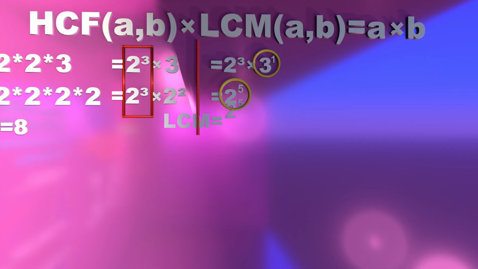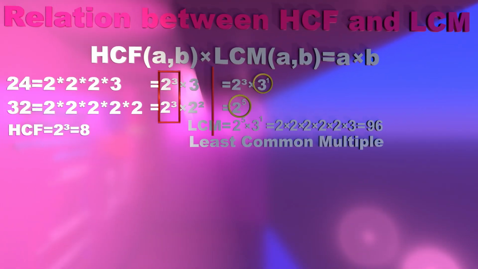So we will take it and multiply it by 2 to the power 5. Now we have 2 to the power 5, means 2 is multiplied 5 times and 3 is multiplied 1 time. Their product will be 96, means LCM is 96. LCM means least common multiple.